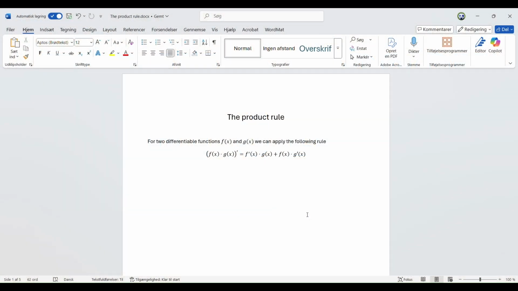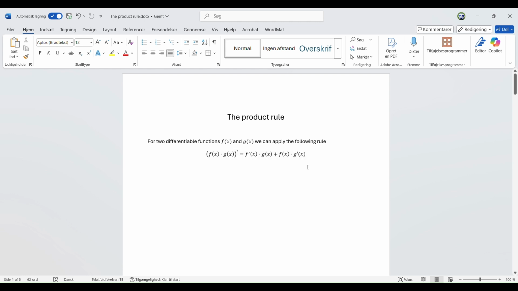My name is Tobias and today we're going to look at the product rule. So if we've got two differentiable functions f of x and g of x, we can apply the following rule. If we want to find the first order derivative of the product of these two functions, we have to do this over here. First we take f prime of x times g of x plus f of x times g prime of x.